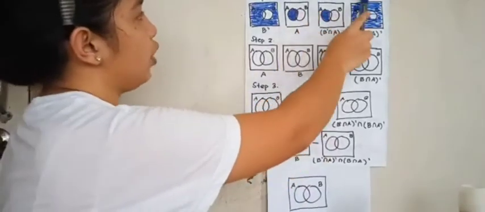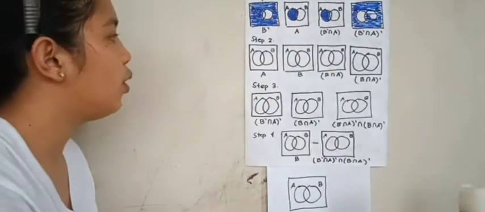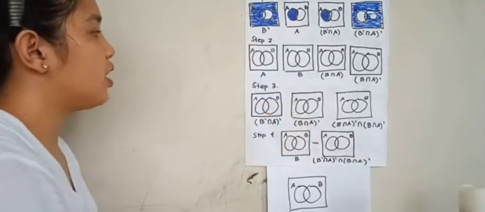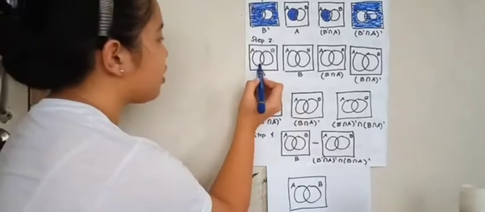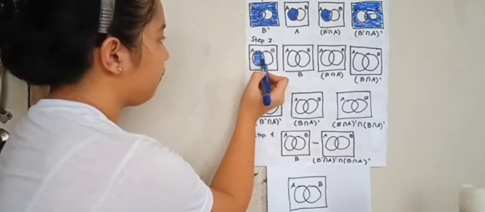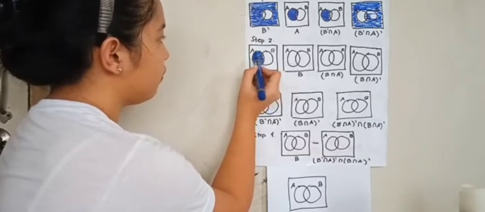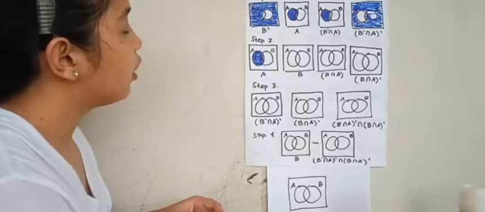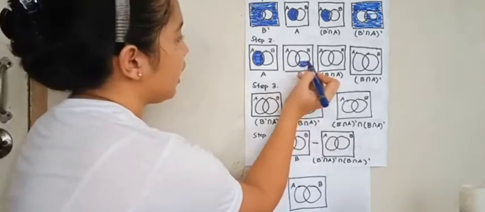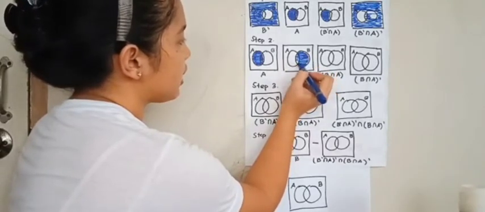So after that, we need to solve this. So set B and set A. So let's shade set B and set A. We need to shade first the set A. So we need to shade the circle A, everything in circle A. Next, set B. You need to shade also everything inside circle B. Like this.